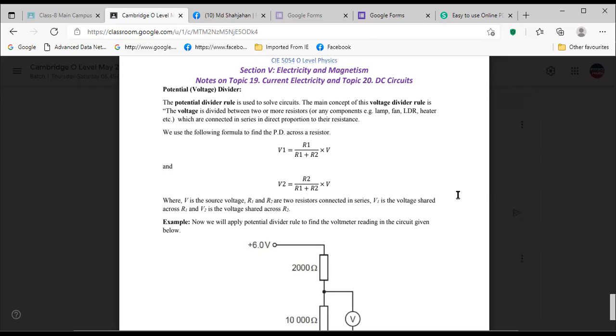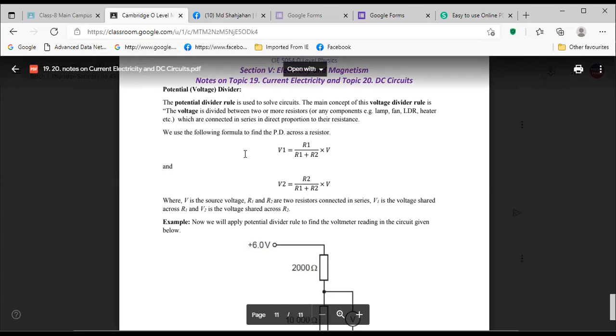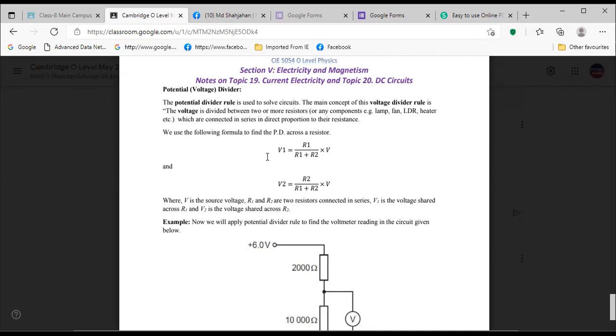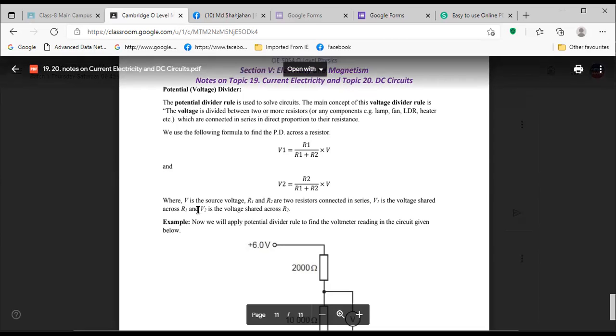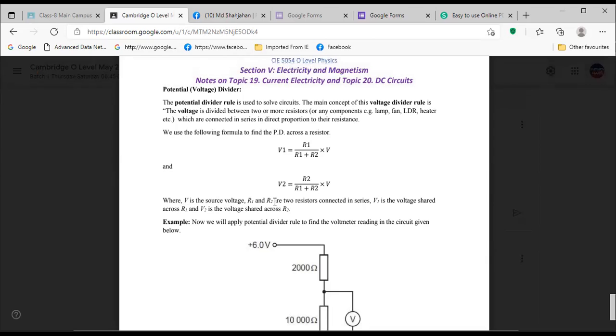Now what you will do, you will write the heading. In your copy you write the heading potential divider. After writing this heading, you write these two formulas and write this description, where V is the source voltage and R1, R2 are the two resistors connected in series. V1 is the voltage shared across R1, V2 is the voltage shared across R2.